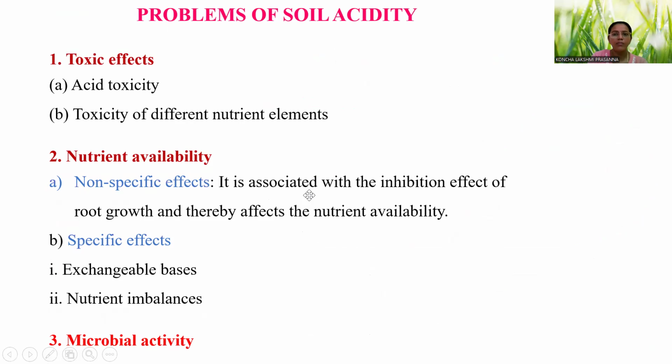Next is the problems of soil acidity. The problems of soil acidity include toxic effects, nutrient availability, and microbial activity. In the toxic effects, the effect is due to acid toxicity, and also due to this acid toxicity there are nutrient imbalances. Next is the nutrient availability, which is associated with specific effects like exchangeable bases and nutrient imbalances. Next is the microbial activity.